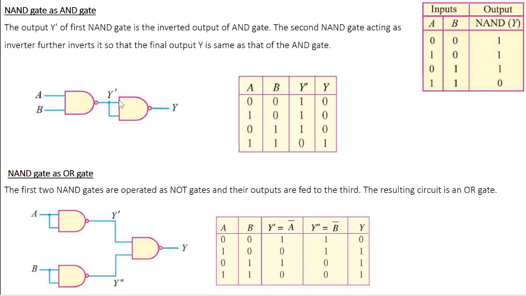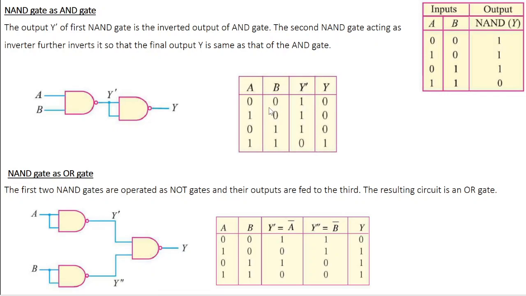So we know that the output Y prime of the first NAND gate is the inverted output of an AND gate, right? And the second NAND gate acting as inverter or NOT gate further inverts it so that the final output Y is the same as that of an AND gate. So basically here you are doing a double inversion, right? Double inversion gives you the same signal. So that's what you achieve here. So here you get (A·B)', you take the inverse of that, you get A·B.